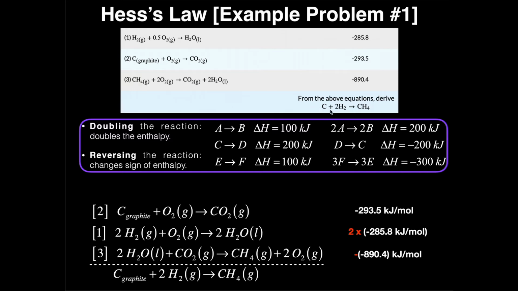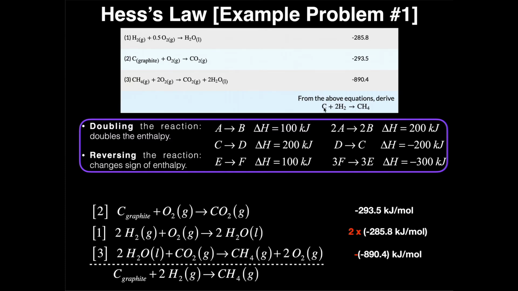Okay? But in reality, to do this, you'd have to make sure that the states of matter line up. So the first piece of strategy that I'm going to tell you to do is look at the master equation and go chemical by chemical by chemical. We're going to first look at carbon, which is in its graphite state.